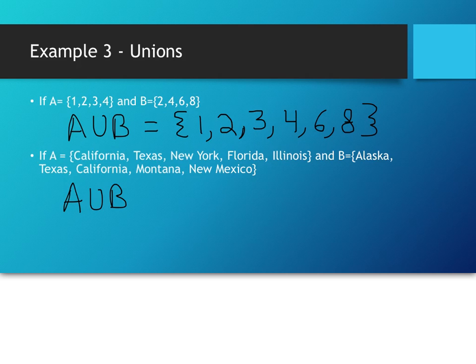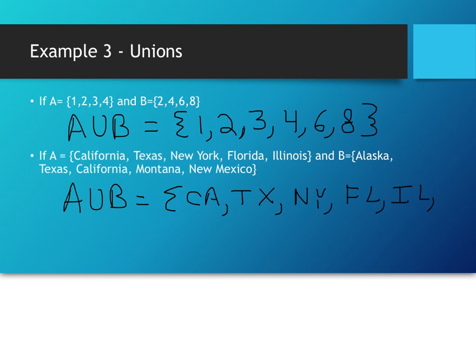And of the states, by the way, the reason I chose these states were, these are the 5 biggest states by population. These are the 5 biggest states by size. So if you talk about the 5 biggest states by population, union the 5 biggest states by size, we will get everything: California, Texas, New York, Florida, Illinois.